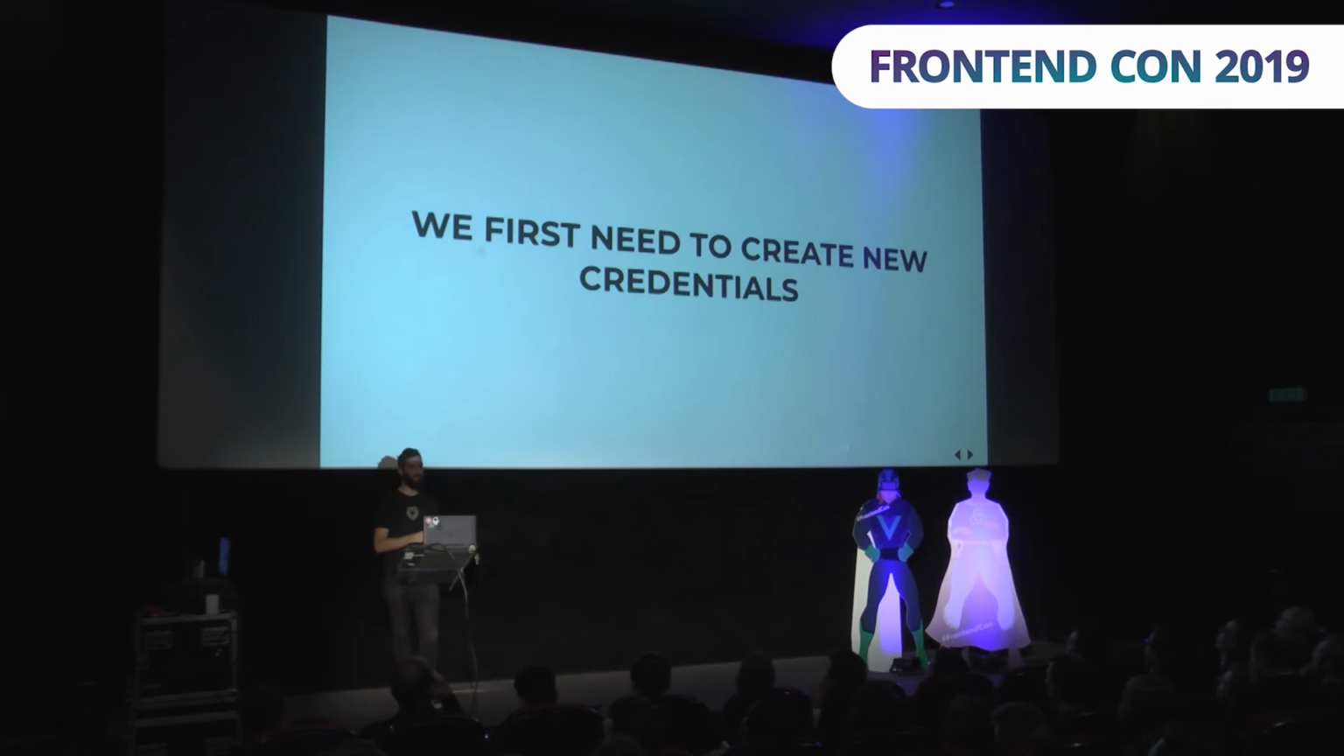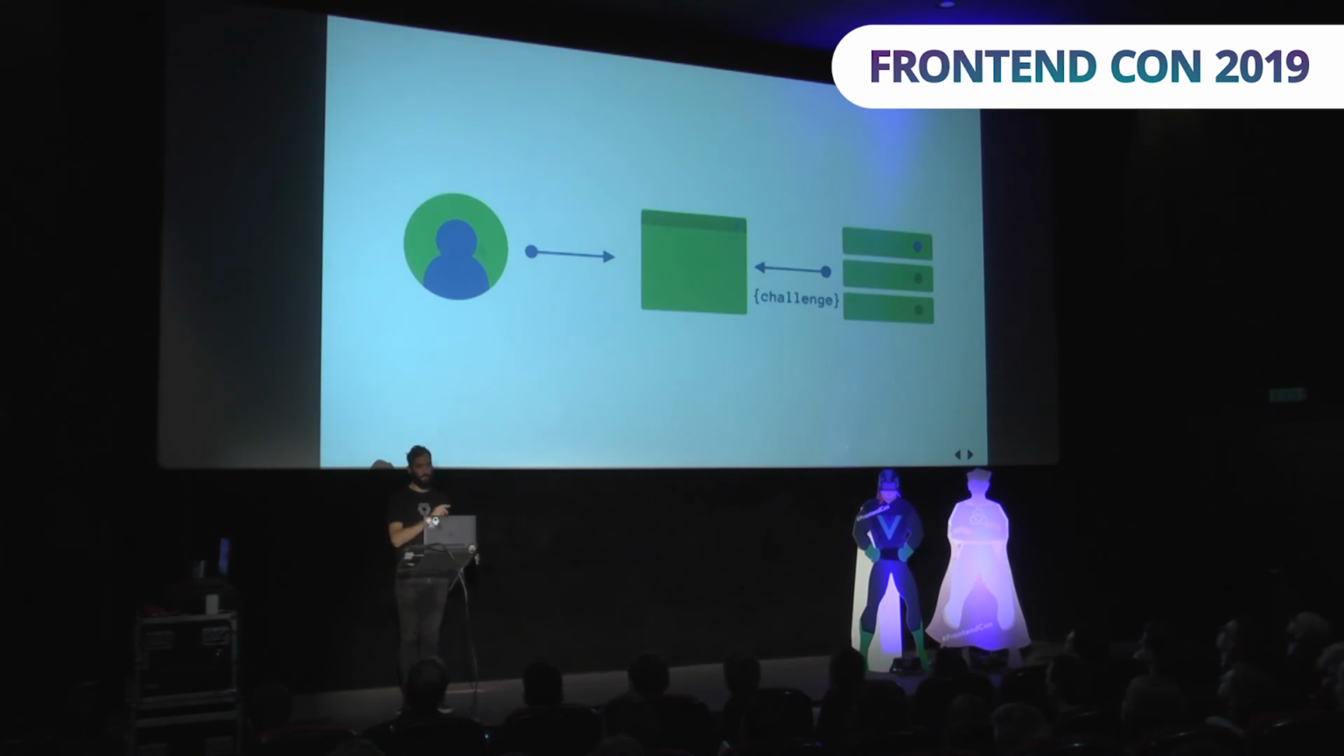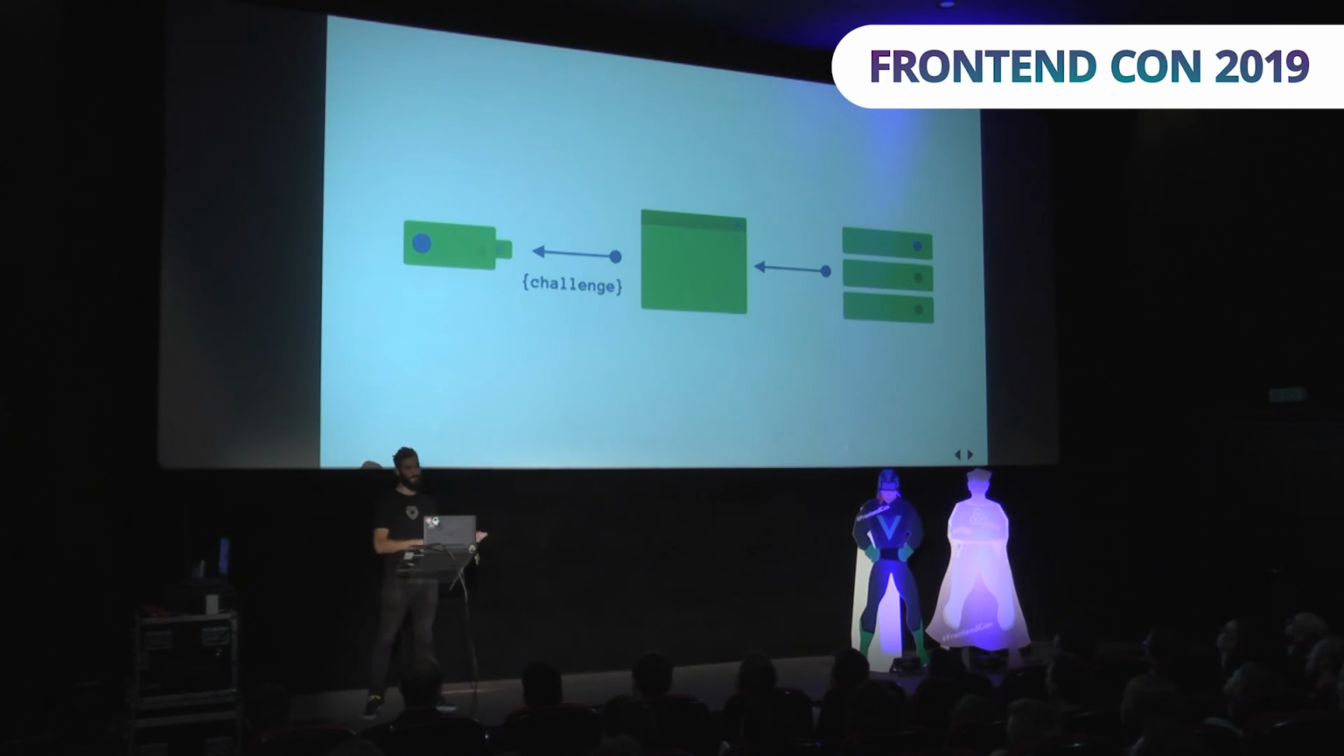The first thing you need to do is you need to create new credentials. You need to create a new public key and private key pair for each service you want to use this with. So we'll type in username, because we still are going to have a username. We send this to a backend server, an authentication or authorization server, and we get back a challenge. And a challenge is basically just a random array buffer, so an array buffer with random values. We relay this challenge back to the authenticator device, and the authenticator device is going to take your private key to sign this challenge and then send back.